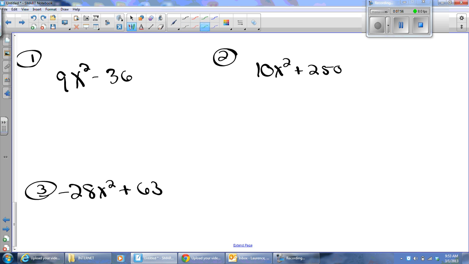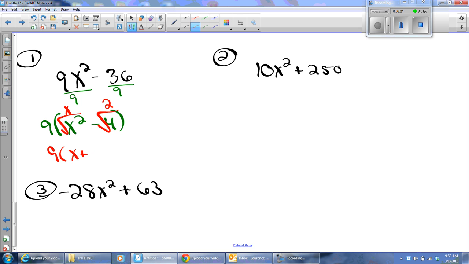Okay, first thing I'm going to do is GCF, right? So we're looking for the GCF of these two numbers. I'm on number 1. Okay, it's going to be a 9. So we have a 9 out front, and that's going to be an x squared minus 4. I have a perfect square subtracting a perfect square. So this will factor as 9 times the quantity of x plus 2 times the quantity of x minus 2. That should be pretty simple.